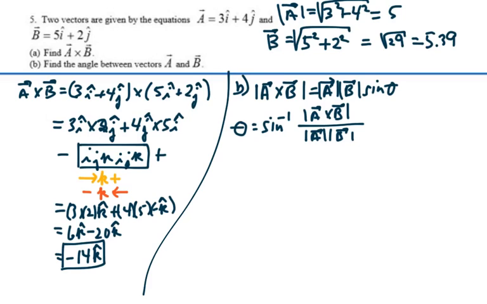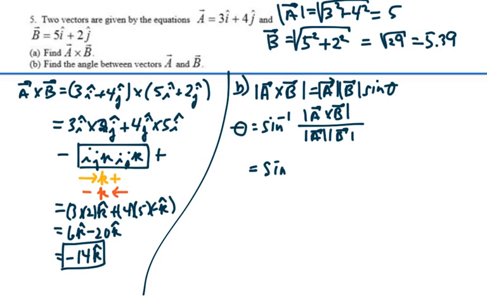Alright, sounds good. And the magnitude of A cross B is simply going to be 14. What's left over if we just want the magnitude of it. So we have theta is equal to the inverse sine of 14 over 5 times 5.39. All that.